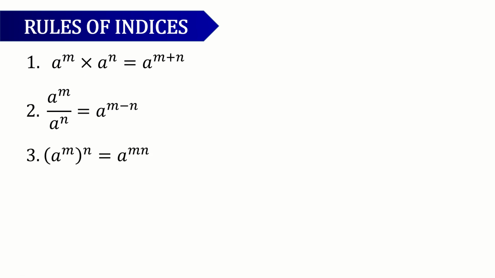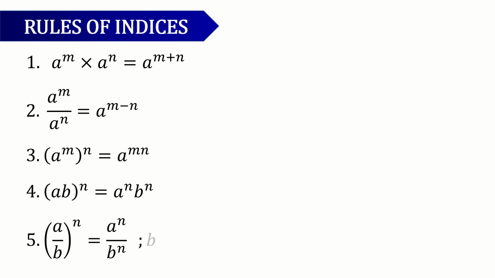Okay, so third rule, (a^m)^n. We can see it has a to the power of m raised to the power of n again. For this type of expression, this is equivalent to a to the power of m times n, where we multiply the powers together. Okay, fourth rule, (ab)^n, and we can distribute the power to a and b. So we have a^n times b^n.